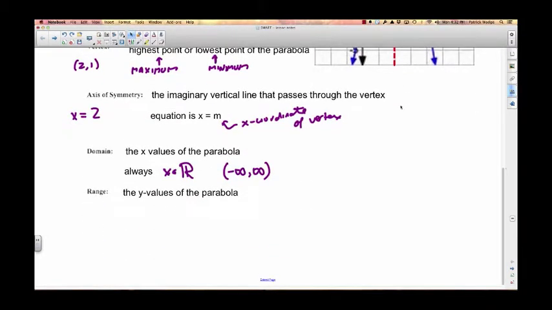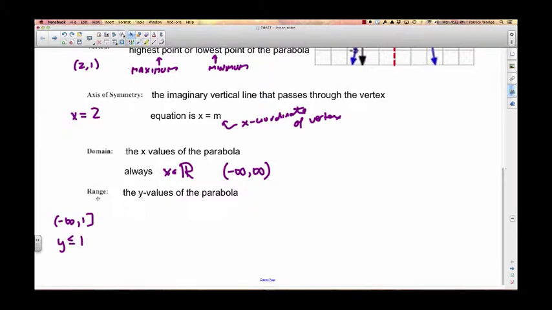So the parabola we have here goes from negative infinity up to 1, including 1, so I put a square bracket. Or the other way you could say that is all the y values are less than or equal to 1.